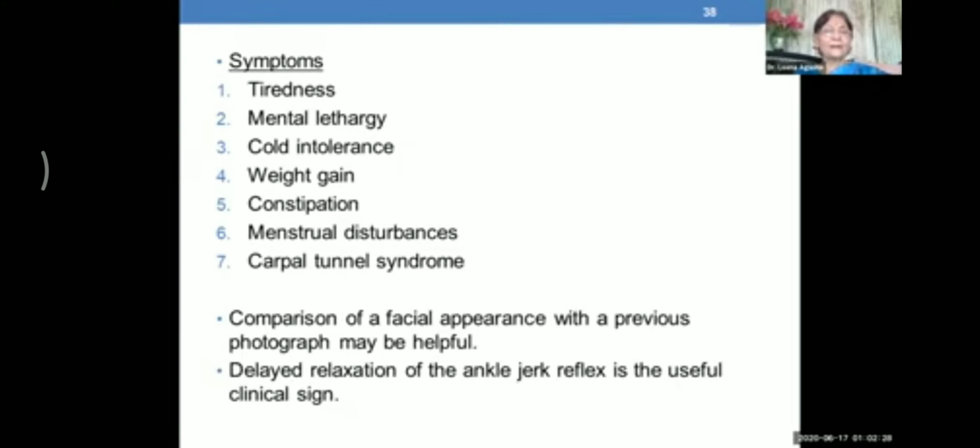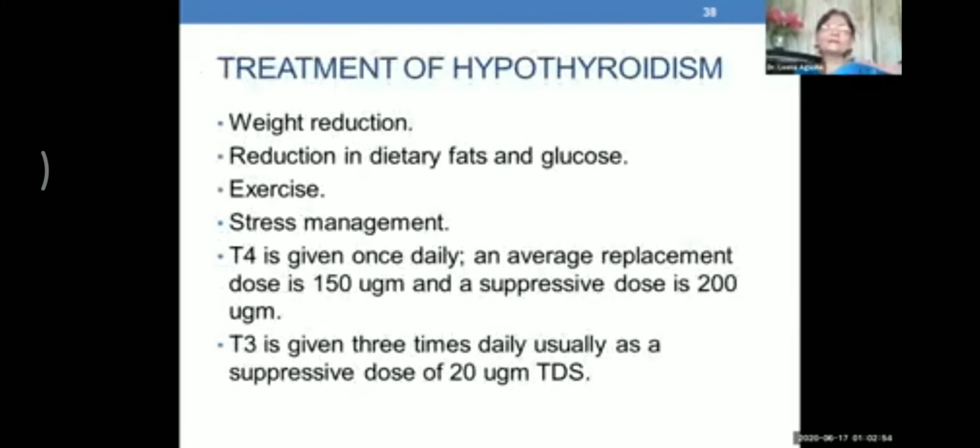Then delayed relaxation of the ankle jerk reflex is a useful clinical sign. When you want to suspect hypothyroidism in OPD, when the reports of investigations are still not available, you can just see the ankle jerk reflex and there will be delayed relaxation, which can help you to come to the diagnosis. Because the rest of the complaints like tiredness, drowsiness, disinterest, and weight gain can be seen in many other conditions also.